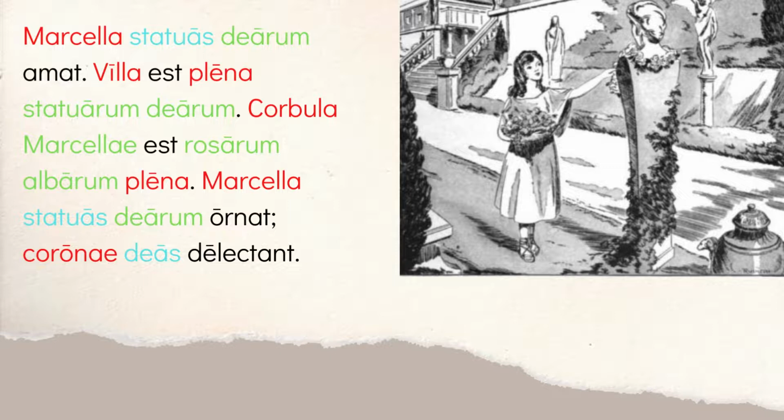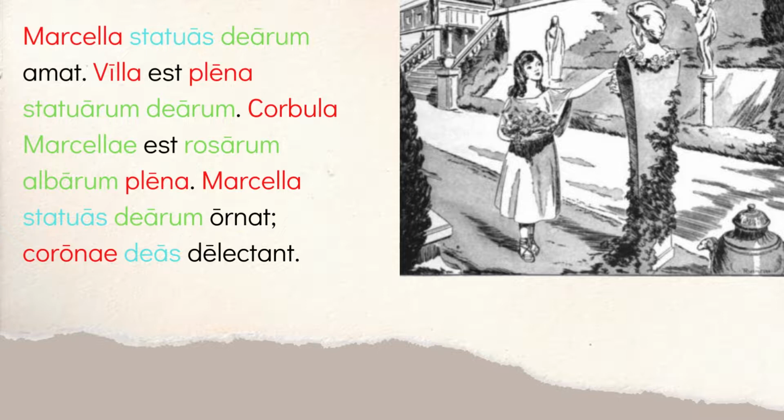Then we continue on. You have Marcella statuas dearum ornat. So Marcella, there's your subject. What's she doing? She's ornat. She's decorating, right? She's decorating something. What is she decorating? We need a direct object. Statuas, the statues. It's accusative plural. And again, here we're about to show possession with our genitive. It's the statues of the gods. Okay? Dearum is genitive plural. So Marcella is decorating the statues of the gods.